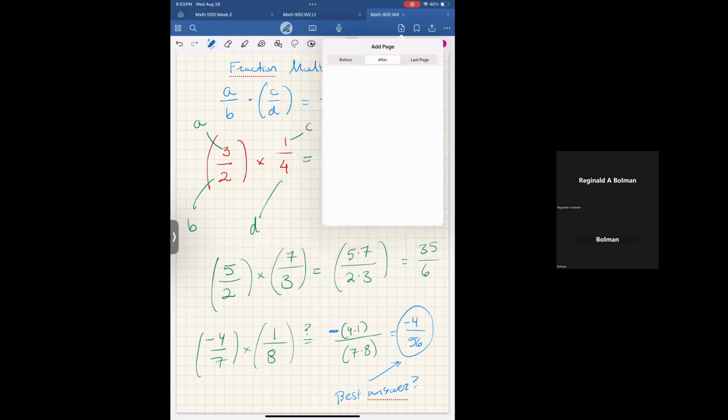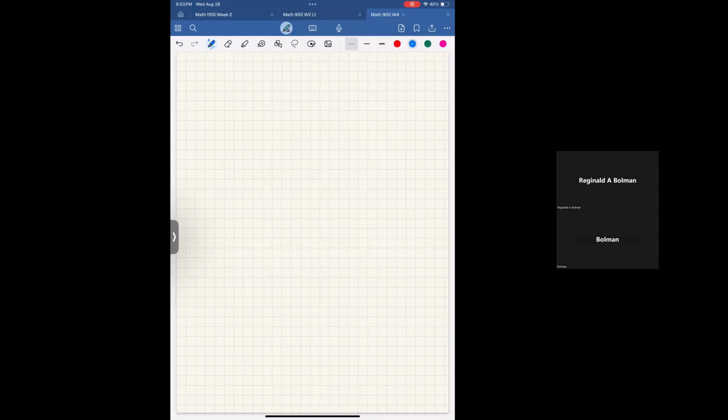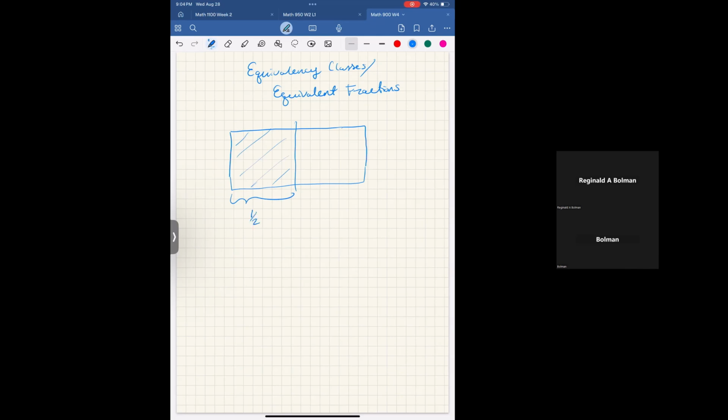So let's talk about the problem of equivalency classes, otherwise known as equivalent fractions. So consider the following. Consider taking a candy bar and slicing the candy bar in half. If you slice the candy bar in half, you would, of course, tell yourself that you have 1/2 of a candy bar, which is all well and good.